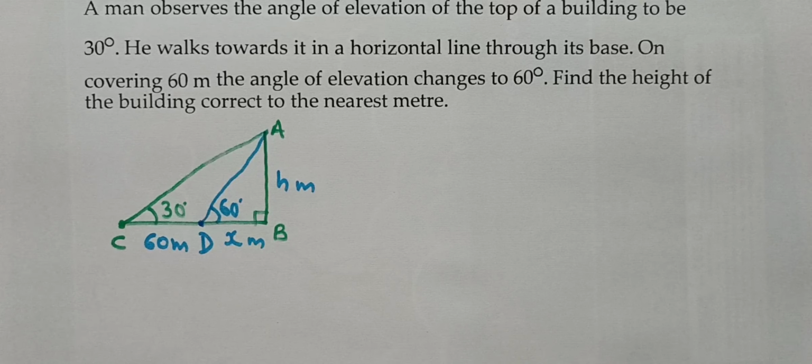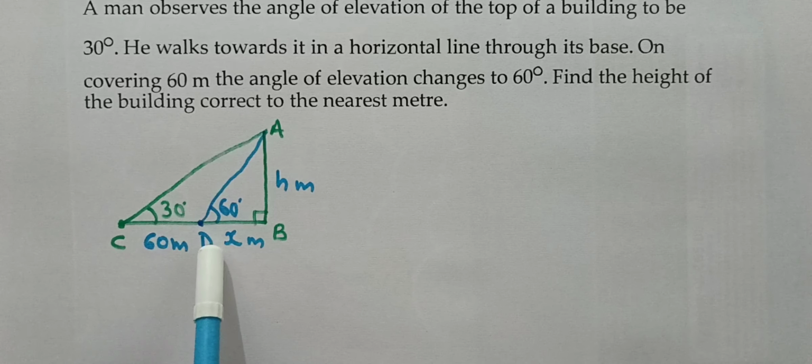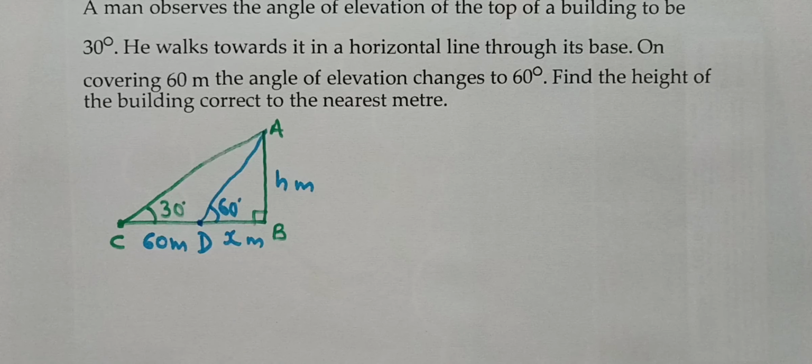So the first statement is the man is observing the top of the building, so that angle must be an elevation angle because we have to observe any object which is above our level. So the elevation angle is 30 degrees. Now if any observer moves towards the object, then the new angle is always greater than the previous angle. So here the same scenario: the person moved towards the building 60 meters, so C to D is 60 meters, the elevation angle changed from 30 to 60 degrees, and the final target is to find H.